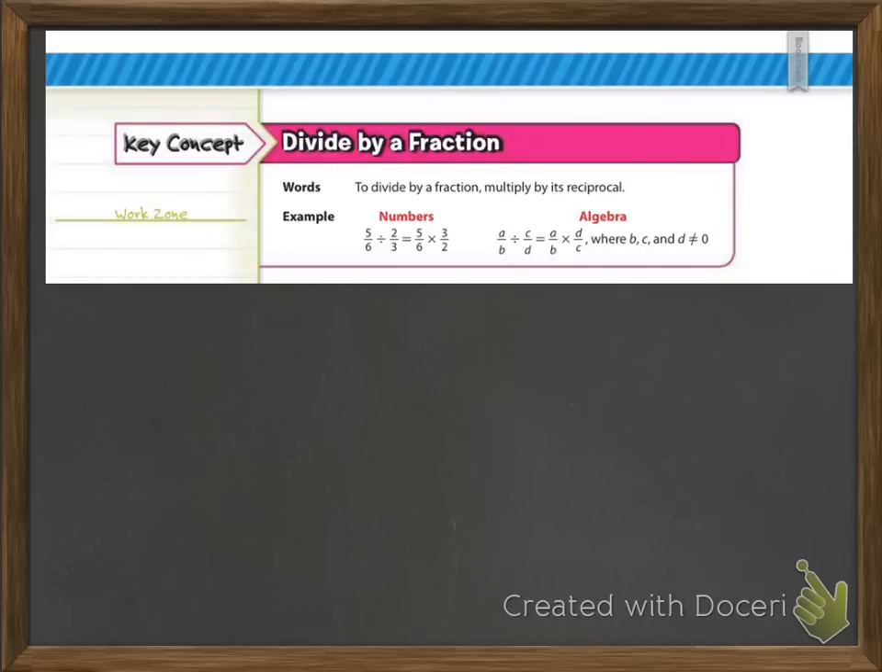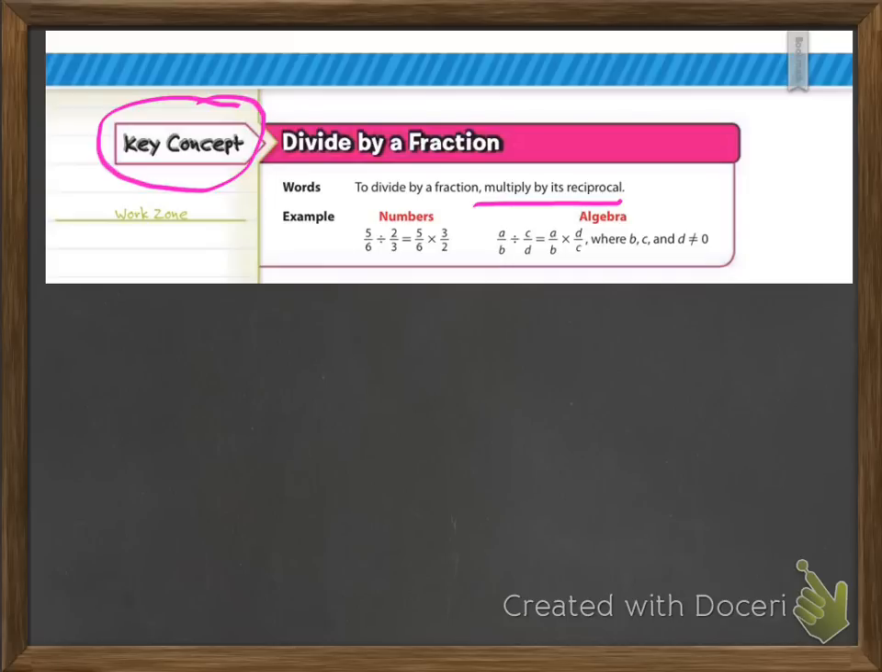It says that this is the key concept, so you want to go ahead and circle key concept. It says, to divide by a fraction, you want to multiply by its reciprocal. So let's do a very quick review of what a reciprocal is. Remember, a reciprocal is a number that when you multiply it by another number, it makes 1.